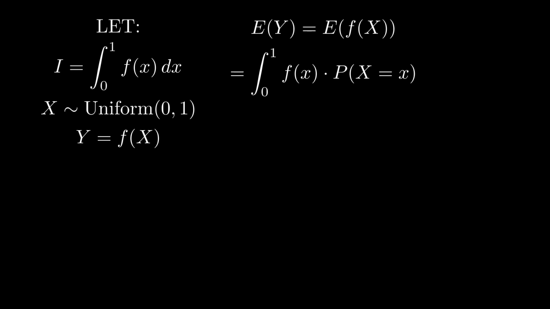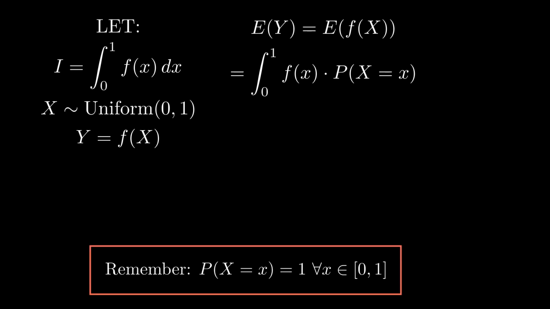This is precisely the integral between 0 and 1 of the previously mentioned function. Noting that from the definition of a uniform distribution, we know that the probability density of big X at little x is equal to 1 for all of the values of little x between 0 and 1. Thus, the expected value of f of big X is precisely the integral that we started with.